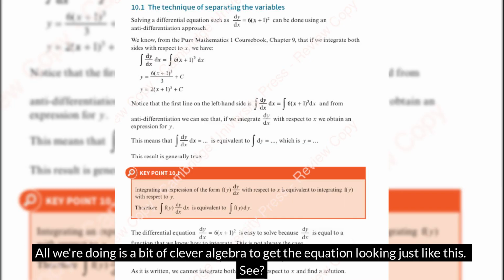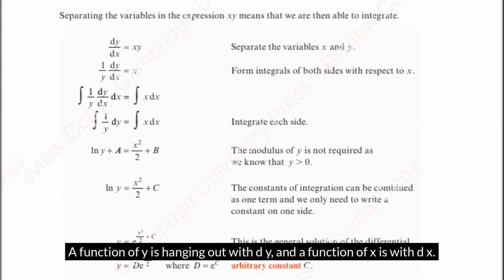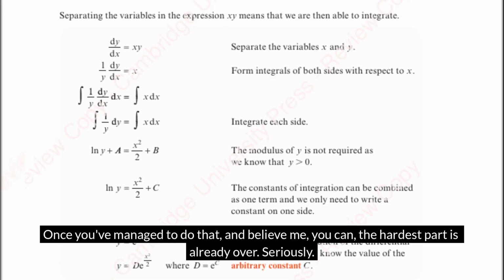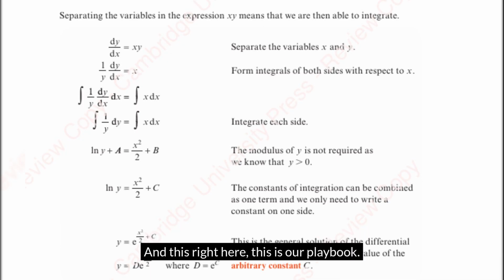All we're doing is a bit of clever algebra to get the equation looking just like this. See, a function of y is hanging out with dy, and a function of x is with dx. Once you've managed to do that, and believe me, you can, the hardest part is already over. Seriously.